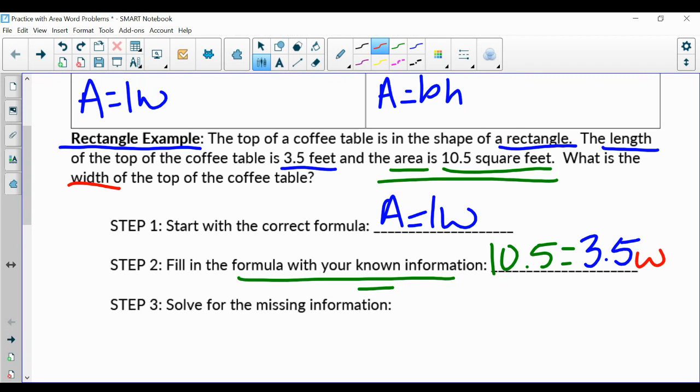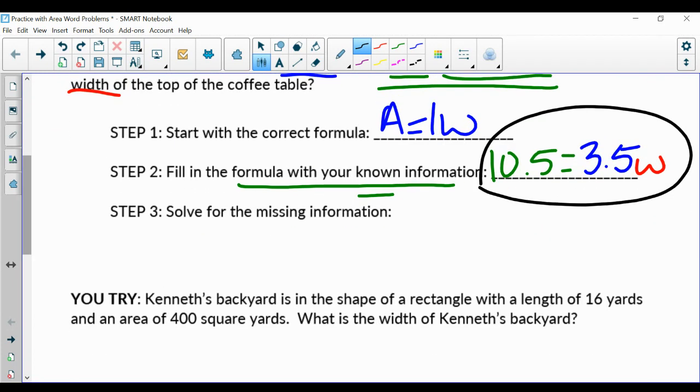Well, pause the video for a second and answer this question. What does this problem remind you of? Hopefully you said that this problem reminds you of a one-step equation, because that's exactly what it is. So in one-step equations, remember, we identify what operation we're currently using, which is multiplication, 3.5 times W. So we're going to divide. The opposite of multiply is divide. So we'll divide both sides by 3.5. And 10.5 divided by 3.5 is going to be 3. So our answer is 3 feet.